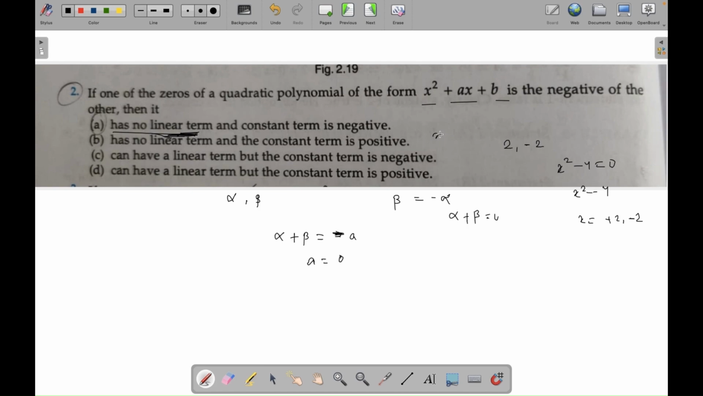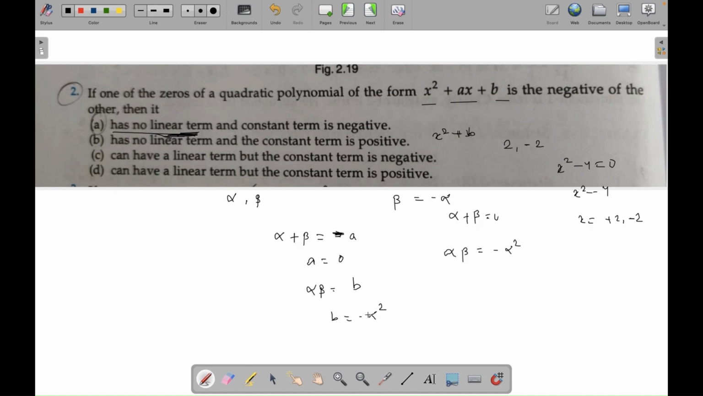So then the equation becomes x square plus b. Now we need to find the value of b. So we'll use the product of roots. Alpha beta is equal to c upon a, but here c is b. So it will be b upon 1, or b. What is the value of alpha beta? Alpha beta will be minus alpha square, because alpha is alpha and beta is minus alpha. If you multiply both of them, you'll get minus alpha square. So you'll get b as minus alpha square.